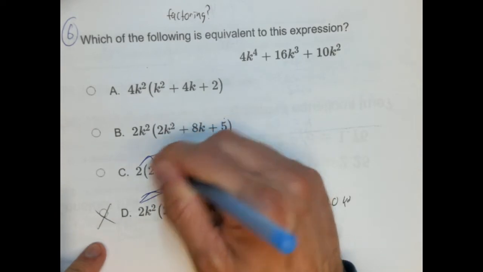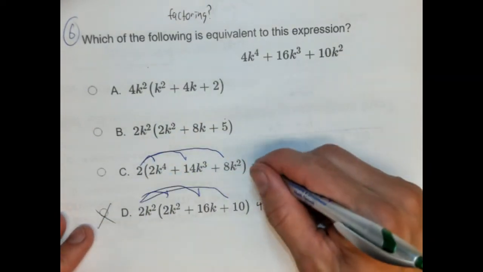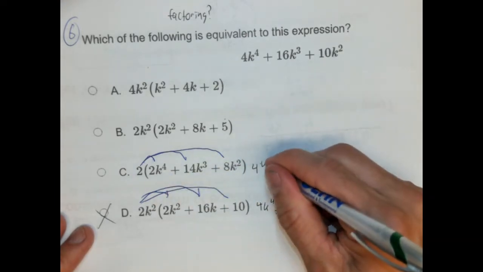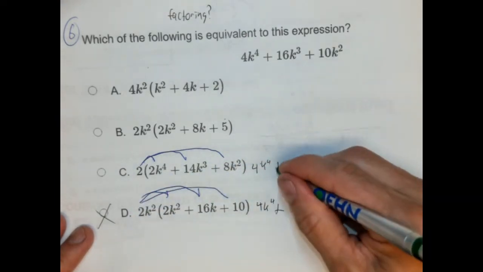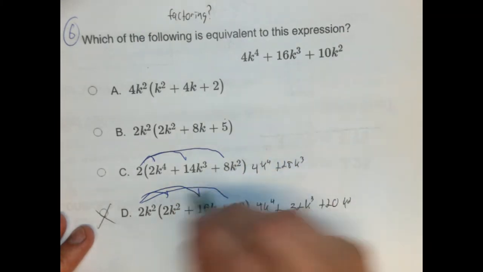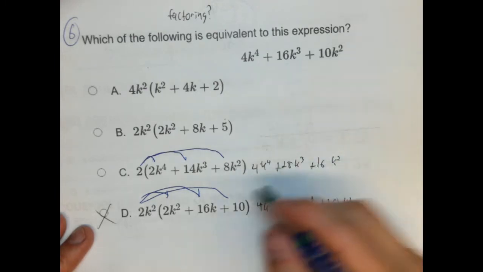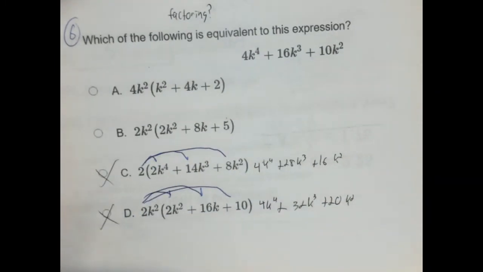So we distribute this 2. 2 times 2k, so 2 times 2 is 4. We still have a k to the fourth. 2 times 14 is 28, and still have k to the third. And 2 times 8 is 16, and we have k squared. It's not that one. Let's try this one.